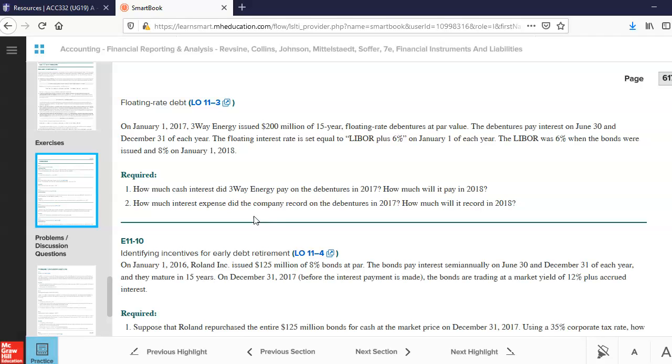Okay, so with the floating rate, there is no discount, there is no amortization. The cash paid for interest equals interest expense. That's the key thing to remember.